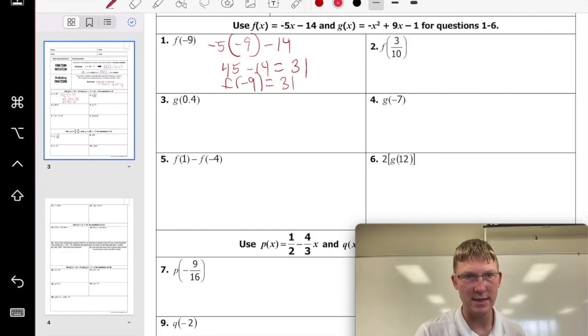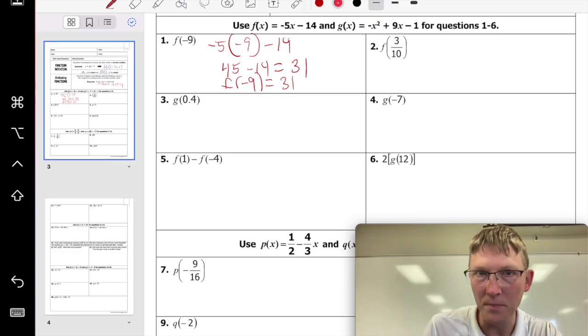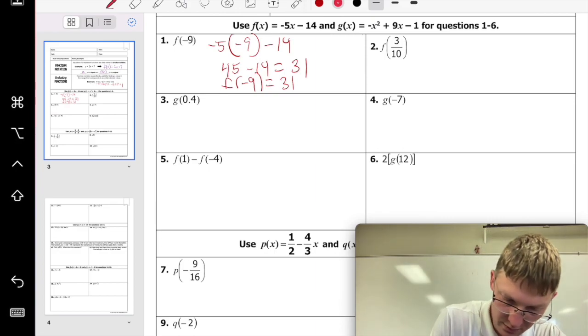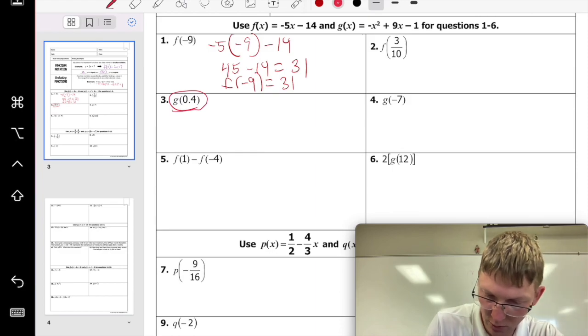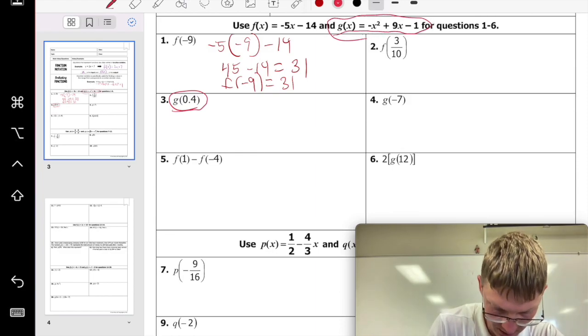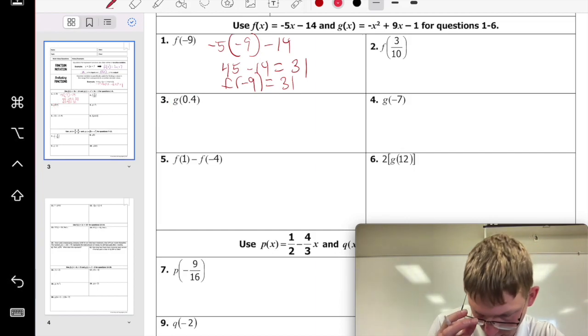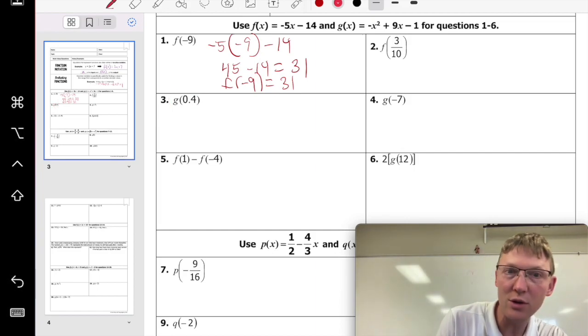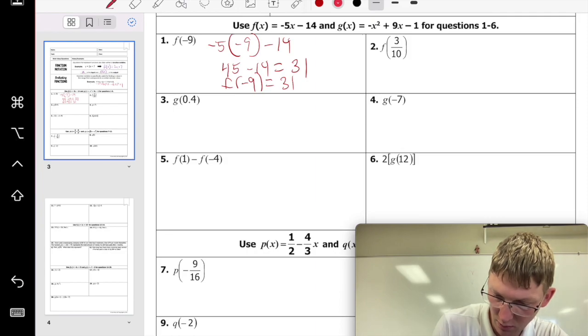So I'm going to skip right down to number 3. It's got a decimal point. Why not? You can always feel free to use your calculators for some of the internal arithmetic, but you still got to know the concepts here and how to do it. So find g of 0.4. G of x is right up here. We're just going to plug in 0.4 everywhere there is an x, and we'll be on our way.